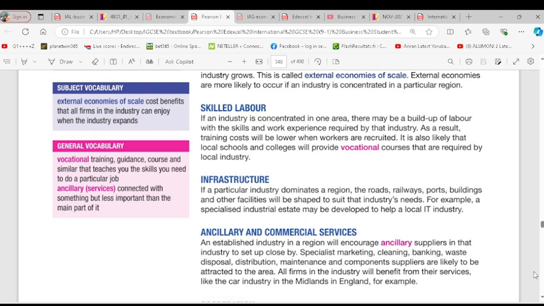Because there are lots of schools now, there are going to be a lot of teachers. That is skilled labor. Of course. Do you get it? Yeah, I get it.